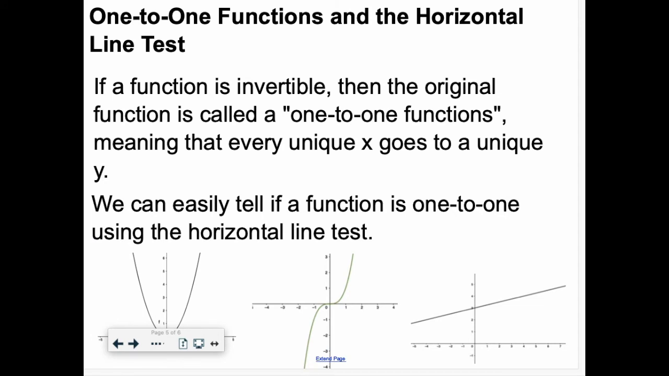Now, there's a nice, easy way to see if a function is invertible. You know from your textbook, that means that its inverse is also a function. So, it's if the original function is called a one-to-one function. It means that every x goes to a unique y, no y's repeat. And we can do this using the horizontal line test.